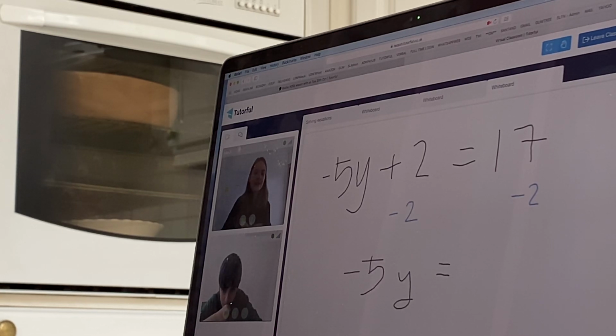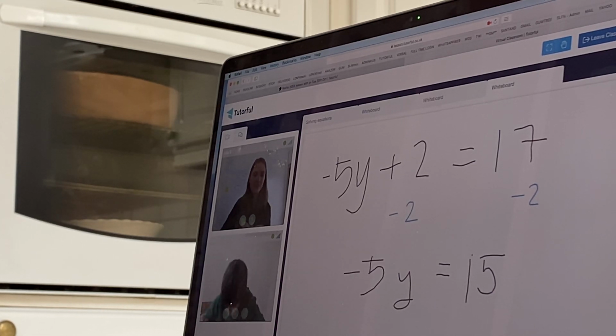So we've already subtracted the -2 from the plus 2, so it kind of just disappears. Next, on the other side we have 17. So 17 minus 2 is 15. Perfect. So the first step was to just take away 2 on both sides.